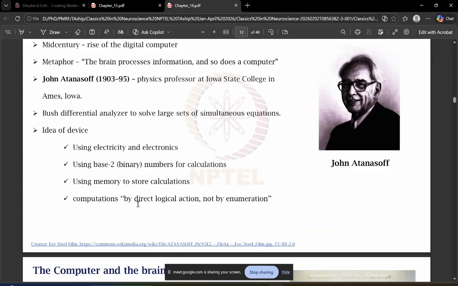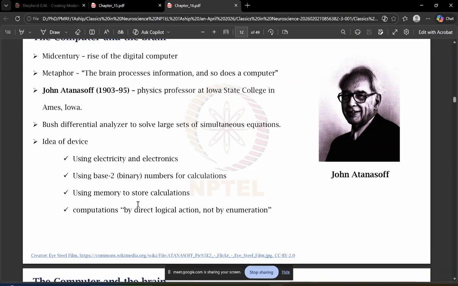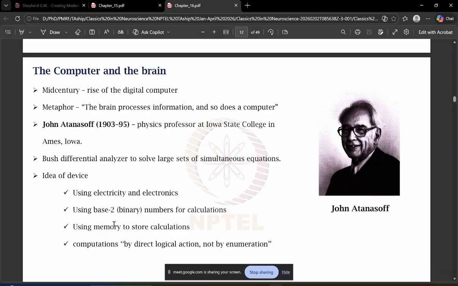and computations by direct logical actions. So these are the ideas that he came up with while he was working as a professor, and it was quite interesting. So he says that he came up with this idea. He was having a lot of partially formed ideas in his head, but he was not able to actually come up with a proper idea.